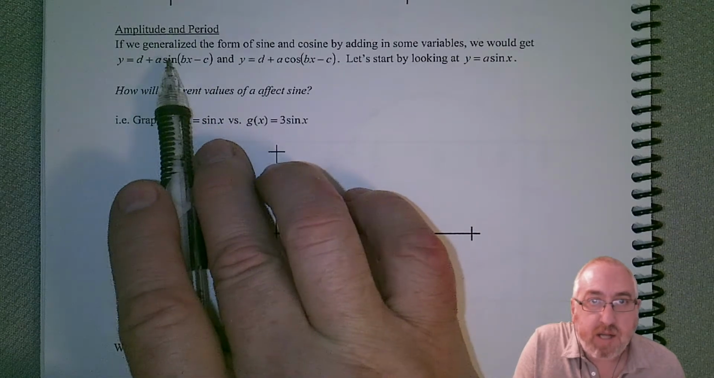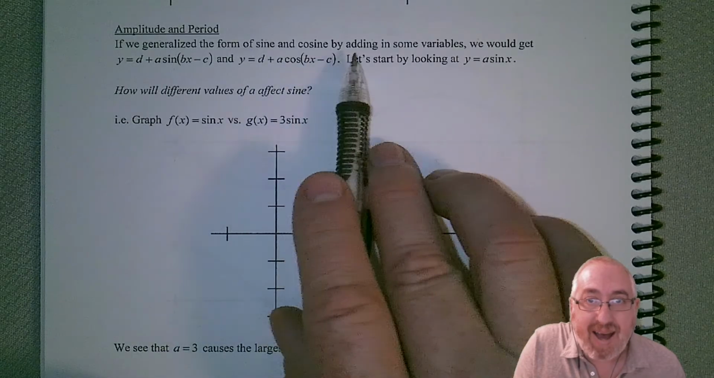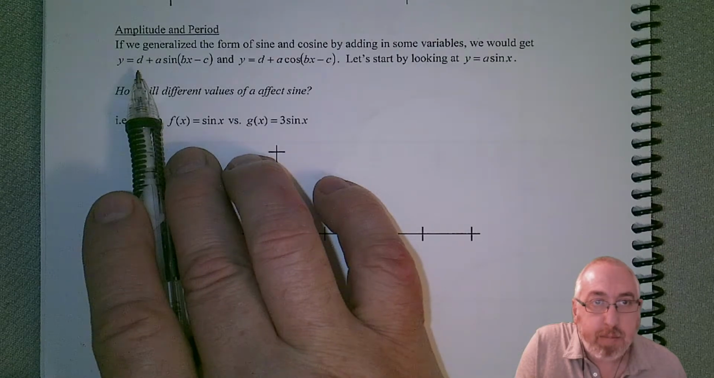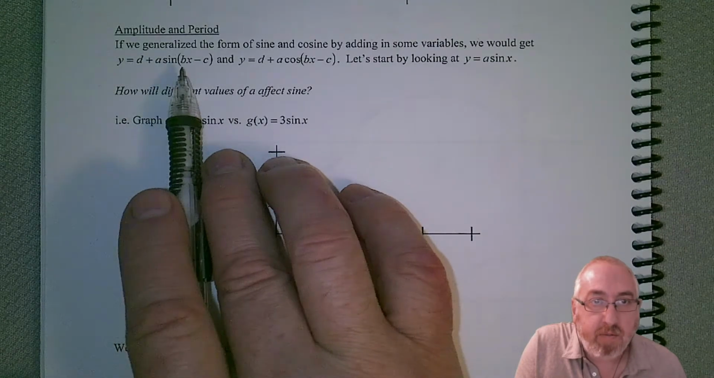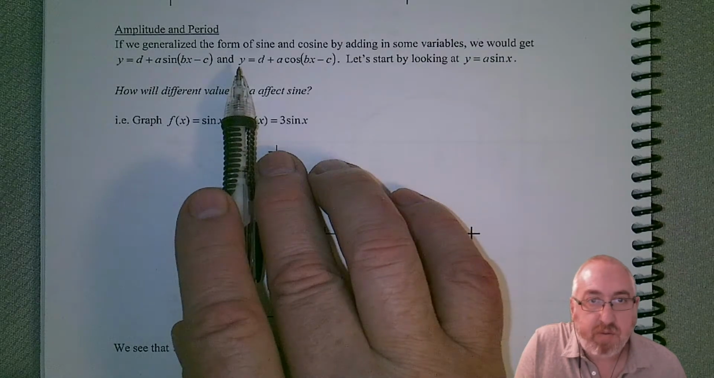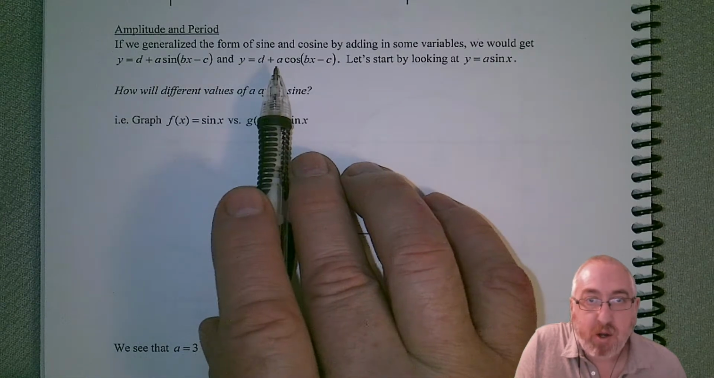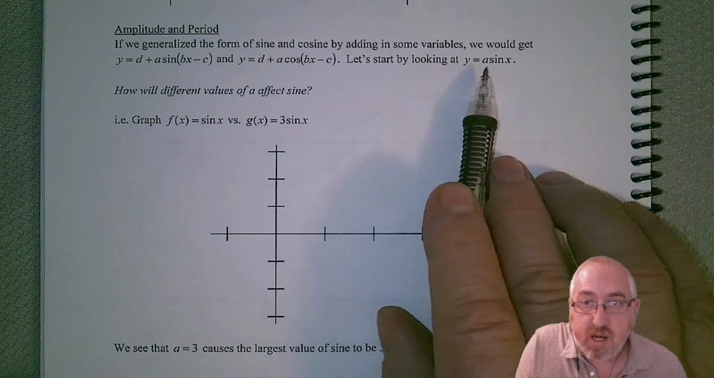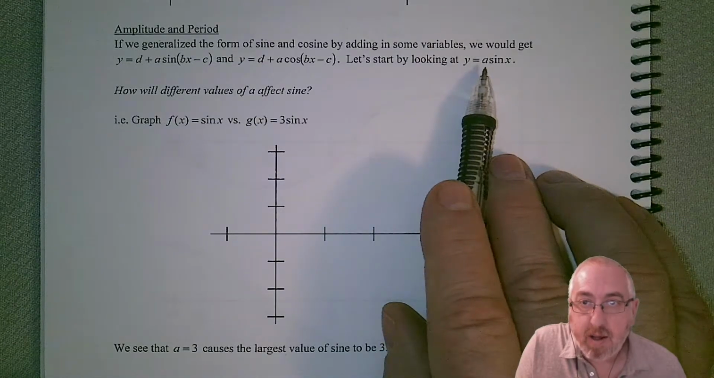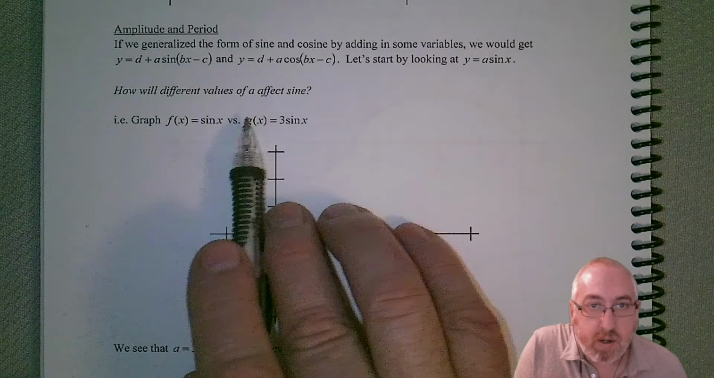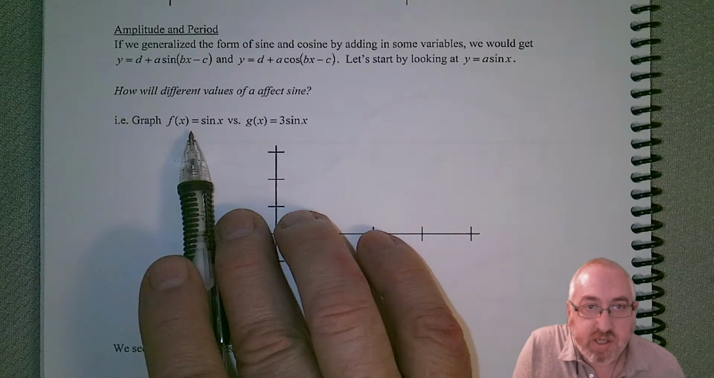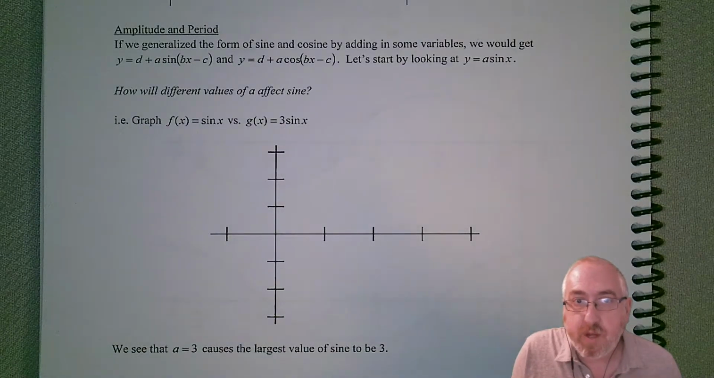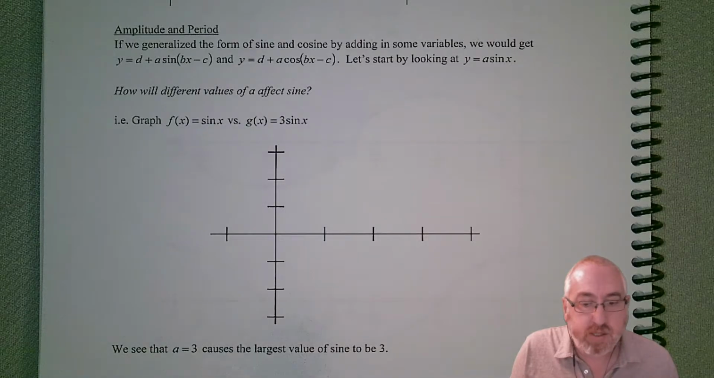So if we generalize the form of sine and cosine by adding in some variables, we would get the following. y equals d plus a times the sine of bx minus c, and very similar for cosine, y equals d plus a cosine of bx minus c. So now, again, let's start looking at just what happens when we look at the variable a, none of the other variables. To give a specific example, if we look at our standard sine curve and then at this altered one with the 3 in front, what's the difference? Let's look at our 5 key points and see what happens.